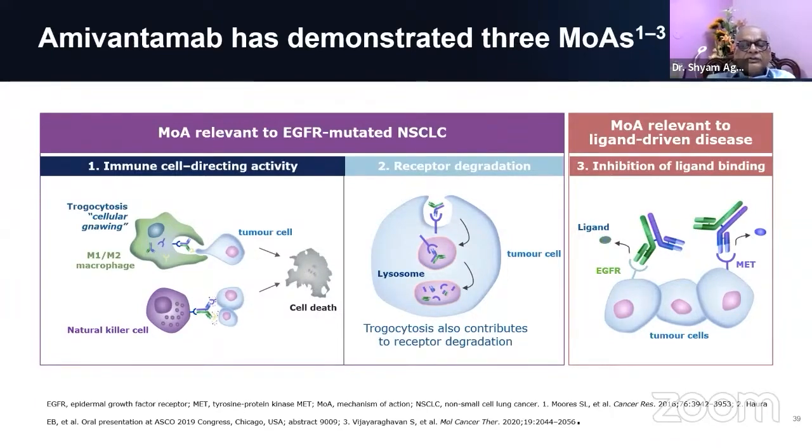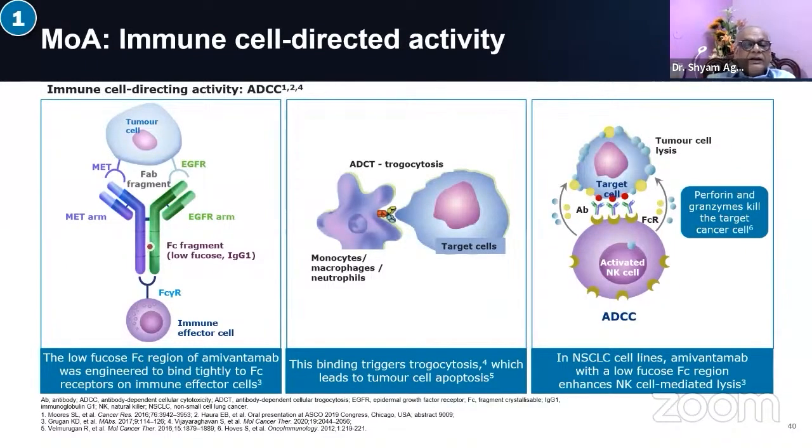Next slide. So the lysosome also has a role to play. As you can see, maybe the next slide has, so this is trogocytosis, where monocytes and macrophages are looking at the cell in a piecemeal kind of fashion. And again, the activated NK cell gets the antibody, and they express the antibody, and then they look at the target cell. So the perforin and granzymes kill the target cancer cell. So this is ADCC coming into play when we are looking at immune cell-directed activity when we are giving this antibody. Next.